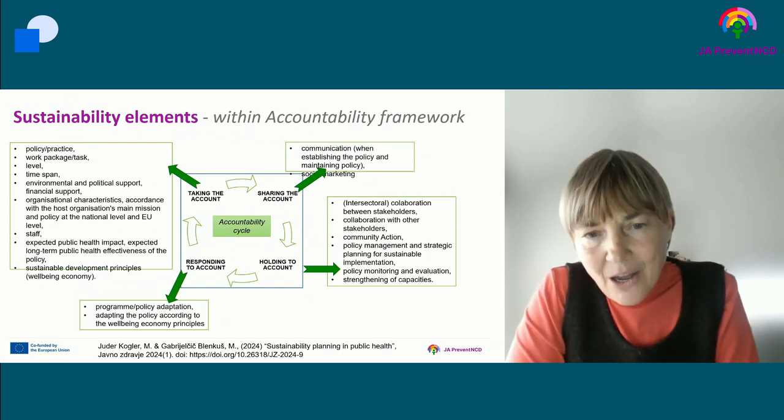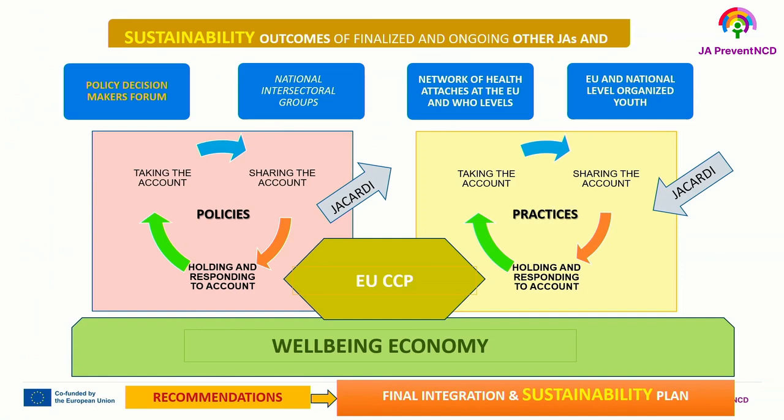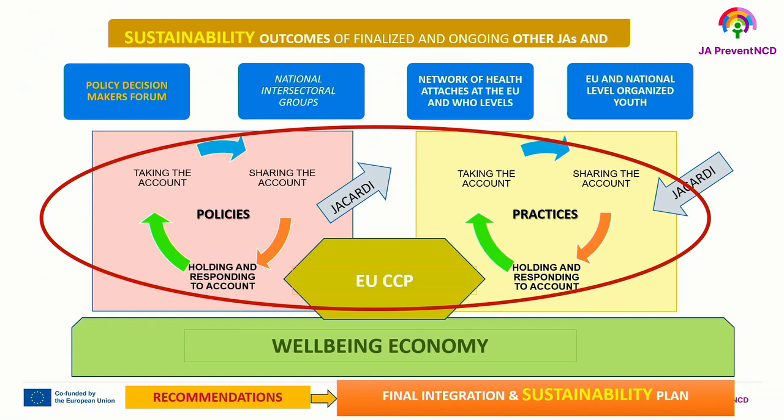But let's now look into how our sustainability work in the joint action looks. So we would like to, from the top down, build on what is already known in the EU space about the sustainability of joint actions. We would like to work with specific stakeholder groups from the Commission and also health attachés, but also organized youth. We would like to employ the accountability cycle for the policies and practices, and one of the main goals is the establishment of a body, the European Consortium on Cancer Prevention. Everything would be embedded in the well-being economy principles because we believe that would be the best way forward.